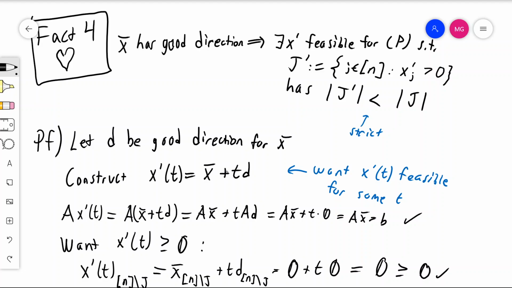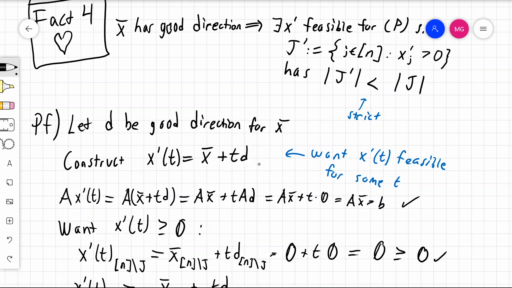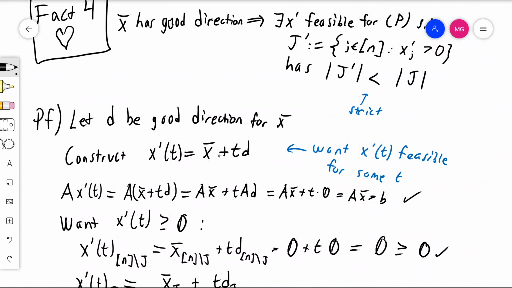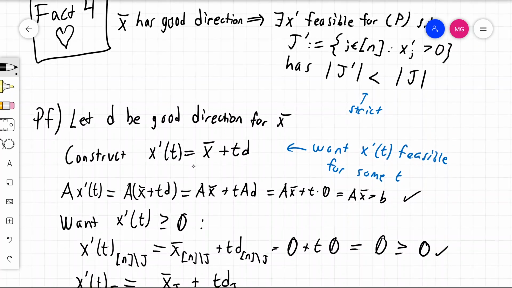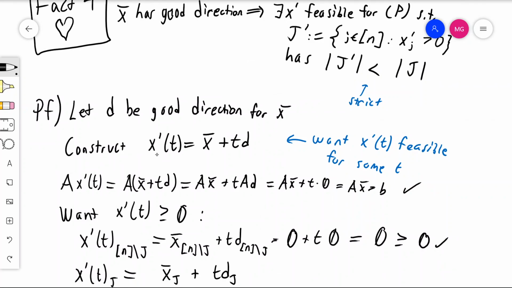That's actually what we're going to define it to be. So x prime is parameterized by t, like this. And so we know what d is. It's the good direction. So you just fill in what t is, and that gives you x prime. But actually, it doesn't matter at first what t is.